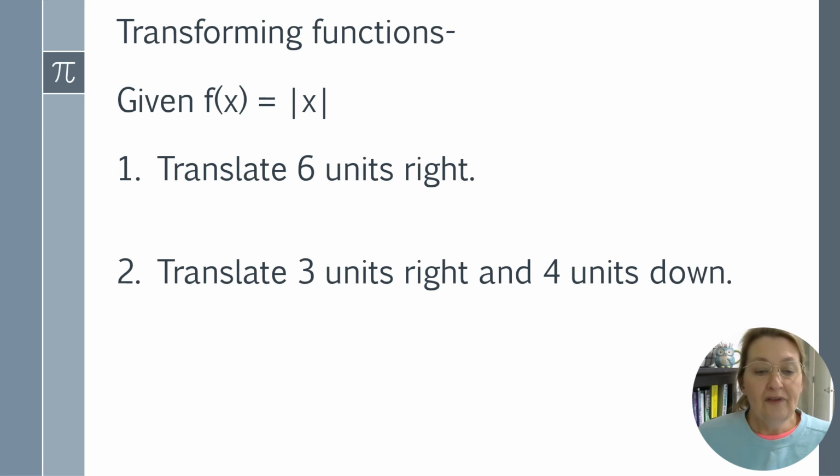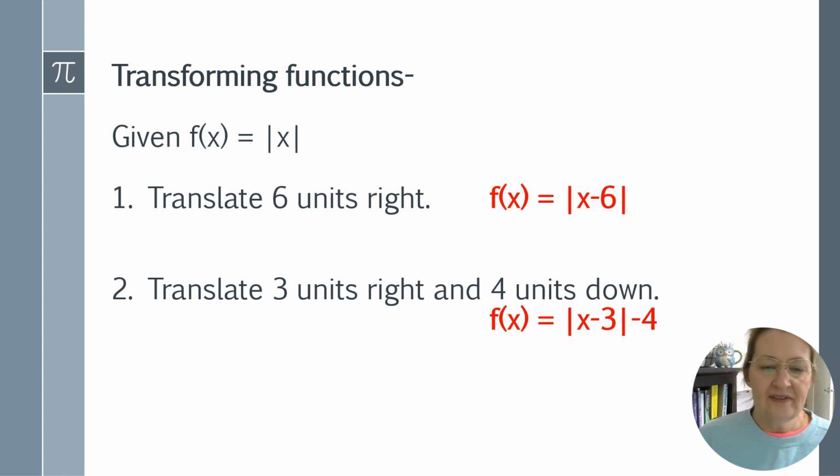Now you might also be given the parent function and told to use your translation rules to write a new equation that does one of the following. So how would you write a function where you want to translate your absolute value 6 units to the right? Think about it just a second. Okay? Now think about what you would want to do if you translate it 3 units to the right and 4 units down. Think about it just a second and I'll show you the answer. So let's see how you did.